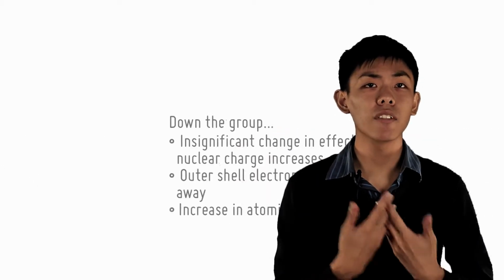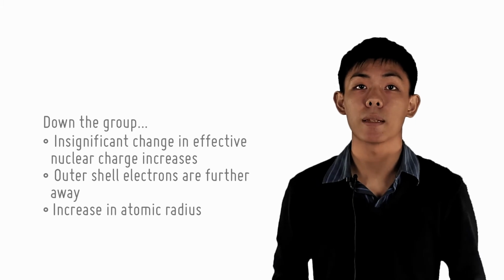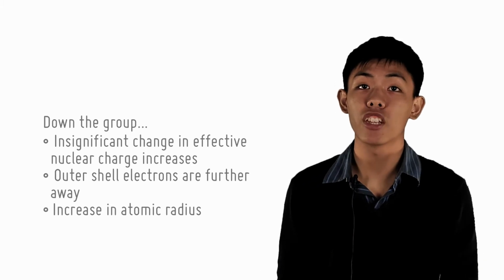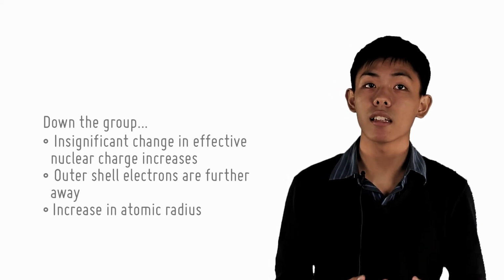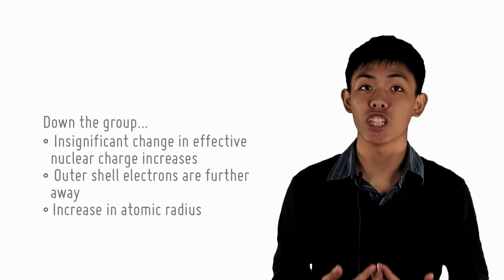Down the group, the effective nuclear charge is no longer a good characteristic as there are no significant changes. Instead, let us look at the shells. Remember that for a larger nth shell, the electrons tend to be a greater distance from the nucleus. This is the main explanation for why atoms are larger down the group.